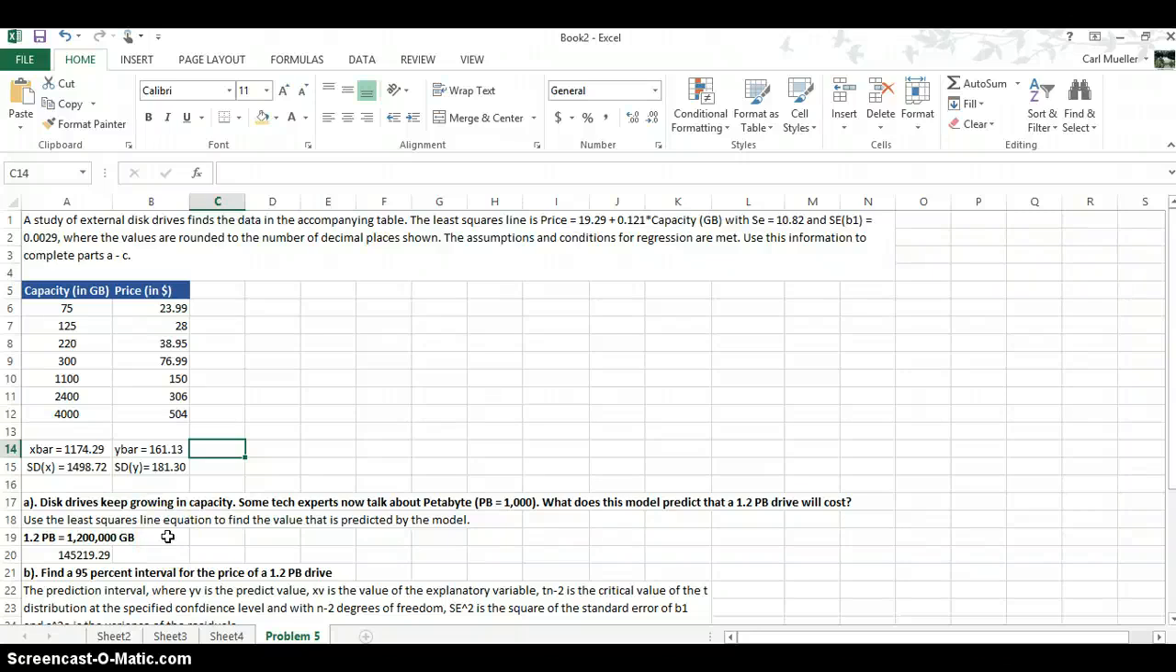Hey guys, this is Carl, and this is week 11, problem number 5. I'm going over this pretty slowly just to make sure that everybody understands, because as you know, we're getting more complex as the weeks have come along. So just getting started with this problem.